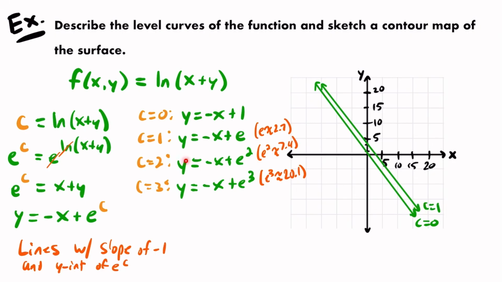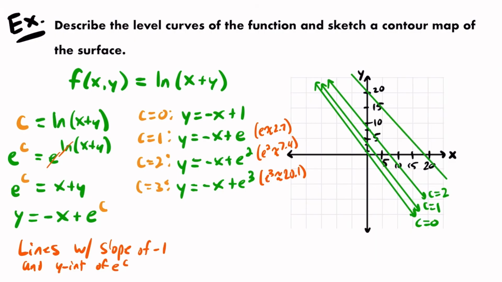Then let's move on to c equals 2. The y-intercept is now a lot bigger, it's 7.4, so that's somewhere about right here, between 5 and 10. So that line would look something like this. That will be the line, or the level curve, for c equals 2. And then finally for c equals 3, the y-intercept for this line is 20.1, which is basically 20. So I'm just going to draw a line right through y equals 20.